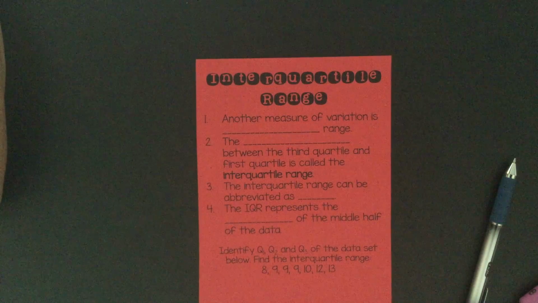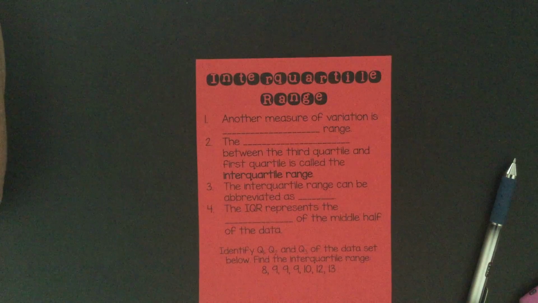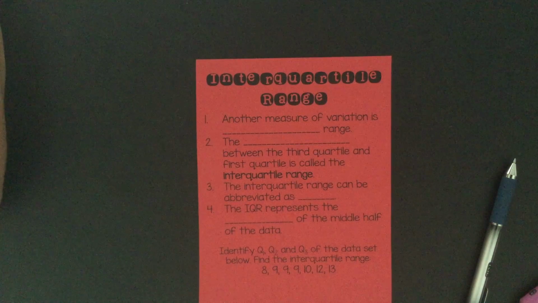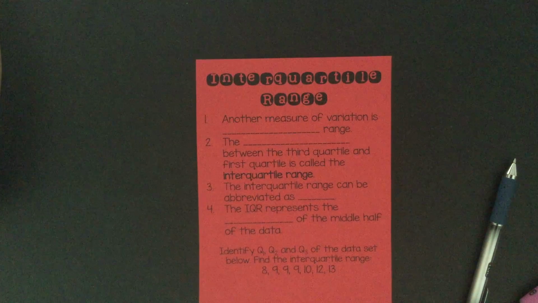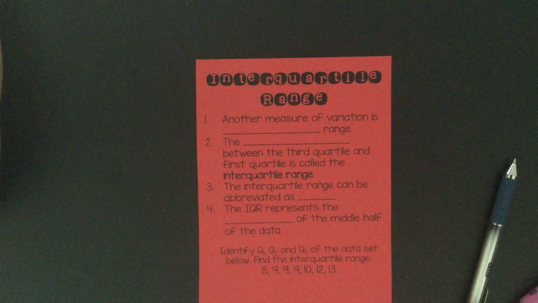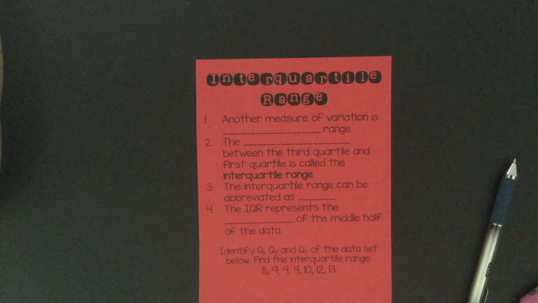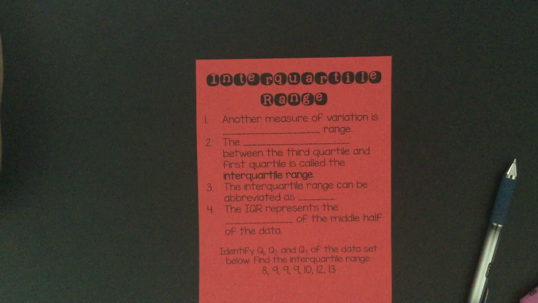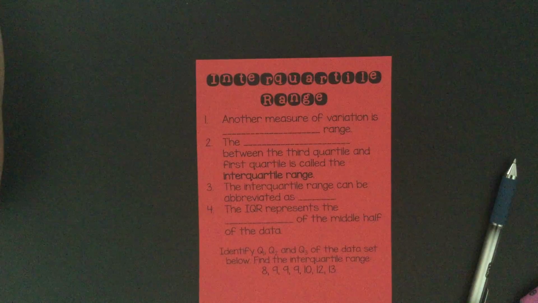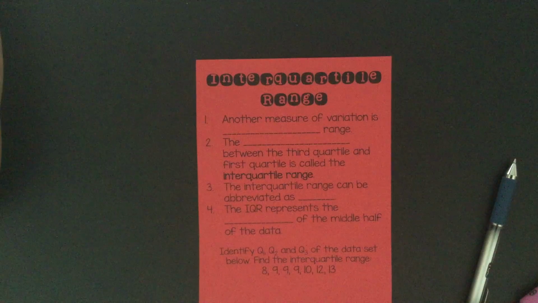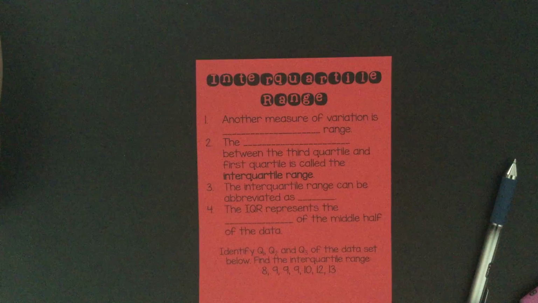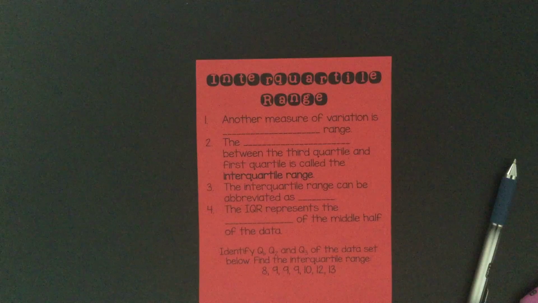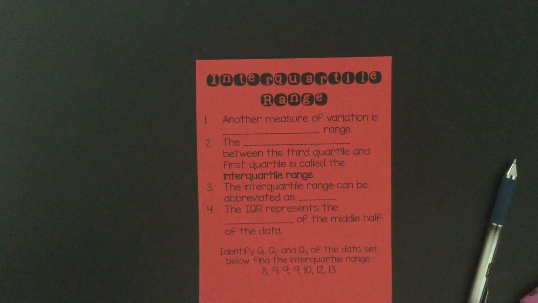All right, thumbs up if you can subtract two numbers. Perfect. Okay, put your hands down. Thumbs up or thumbs down if you can identify the greatest number. Okay. Thumbs up or thumbs down if you can identify the least number. Awesome. So all of you in here are going to be able to do interquartile range easy peasy.